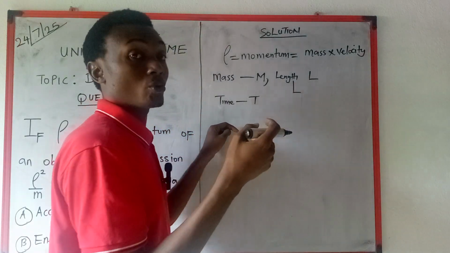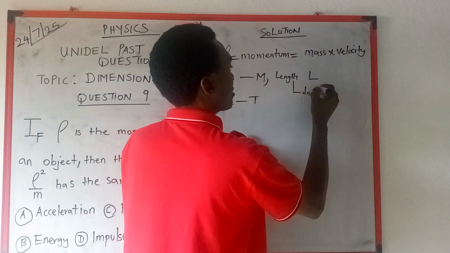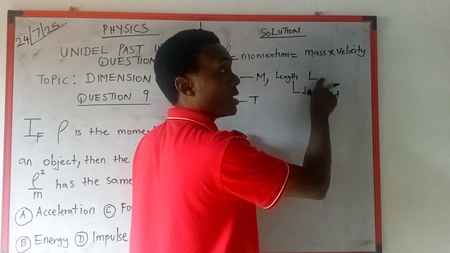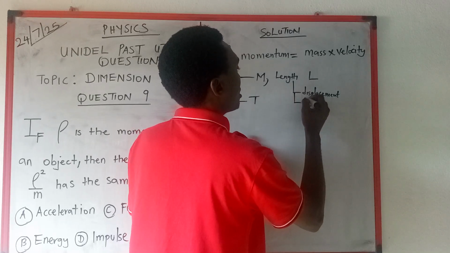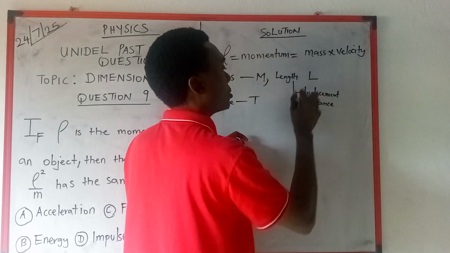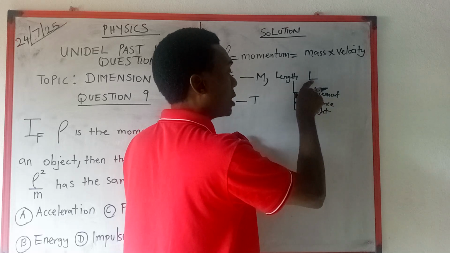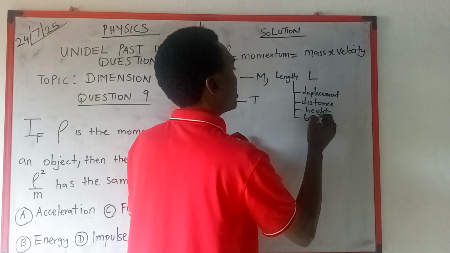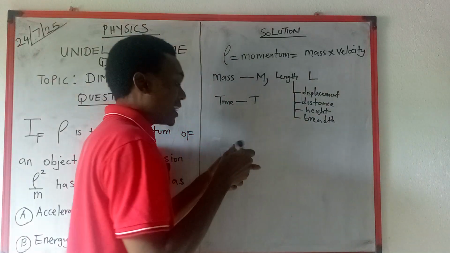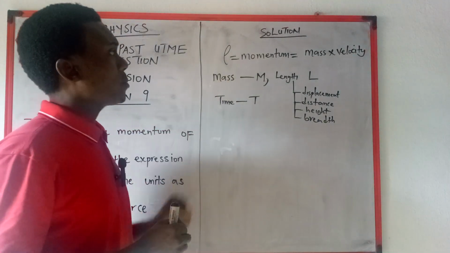But apart from that, length also has other things used to express length. You can use displacement. Displacement is still length, and the dimension of displacement is still L. We also have distance. Distance is also L. We also have height. Height is also L. And the last one, we have breadth. Breadth is also L. All are related to length. Okay? Now, let's go back to the question.